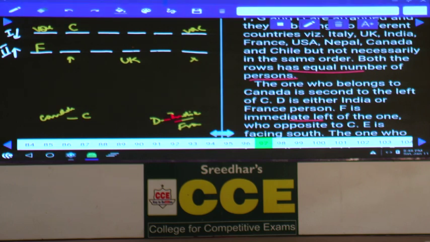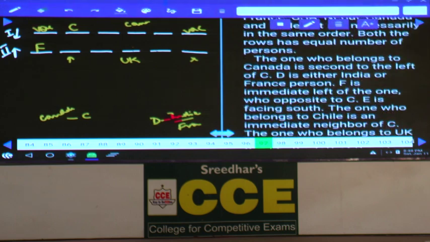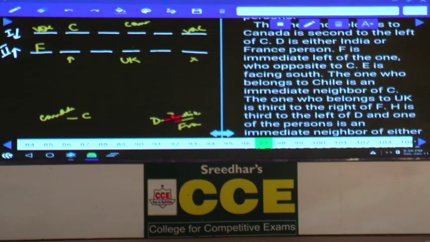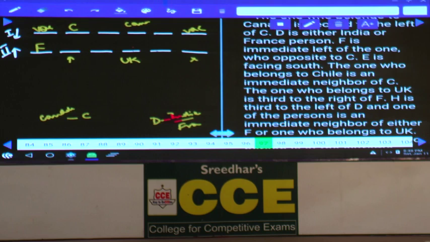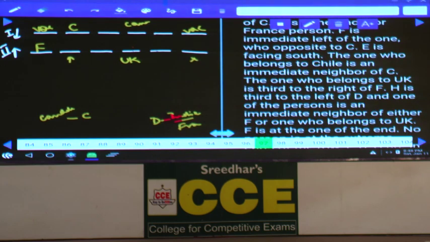And C must be here. If C is here, then what about this one? The one who belongs to Canada is seated second to the left of C, and the one who belongs to Canada must be at this place. Then Canada is here. Then C is there. D is either India or France. F is to the immediate left of the one who is opposite to C, and E is facing south.